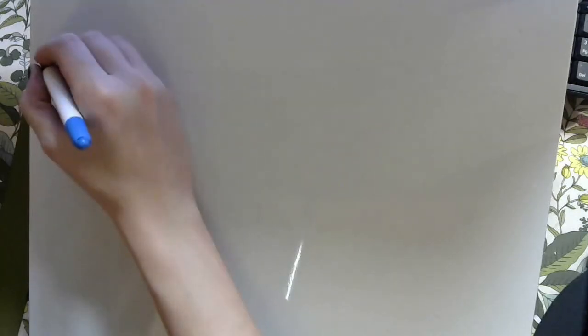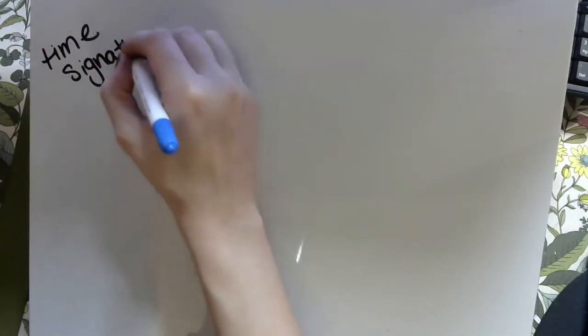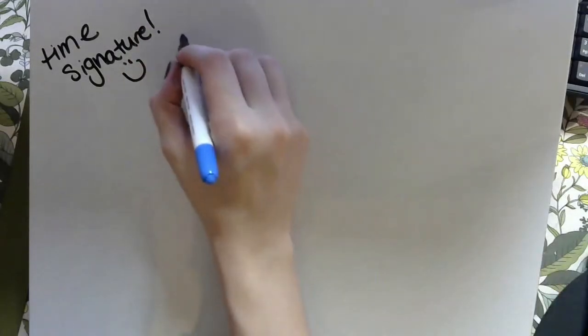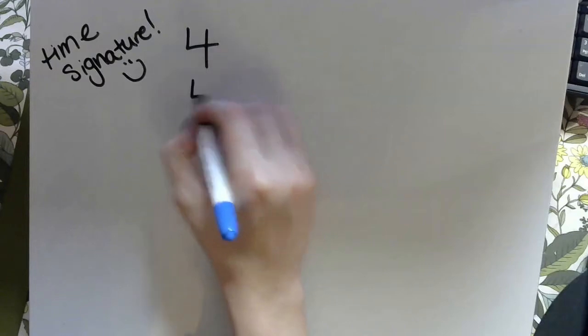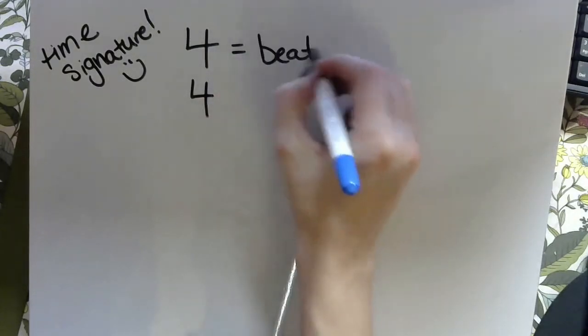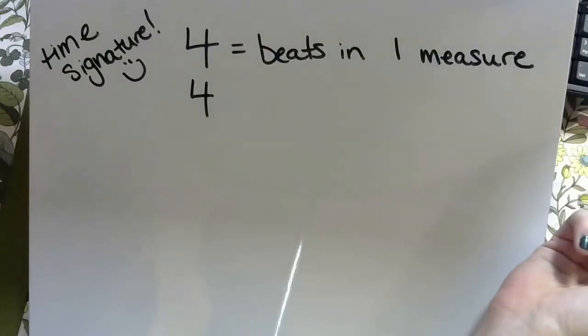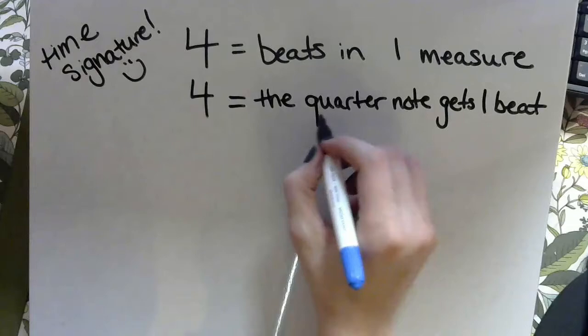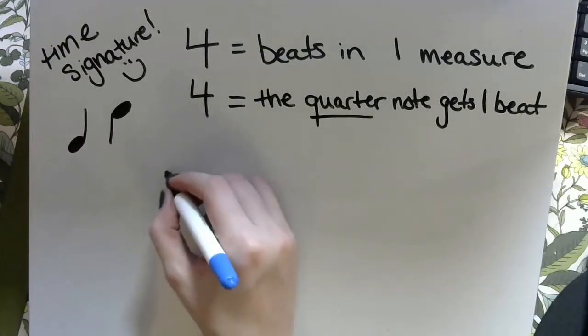I'm in my office today because we are learning about eighth notes. A couple of weeks ago we learned about time signature. Our time signature is two numbers stacked on top of each other, and we've been working with 4/4. In 4/4, the top number tells you that there are 4 beats in one measure. The bottom number tells us the quarter note gets 1 beat.